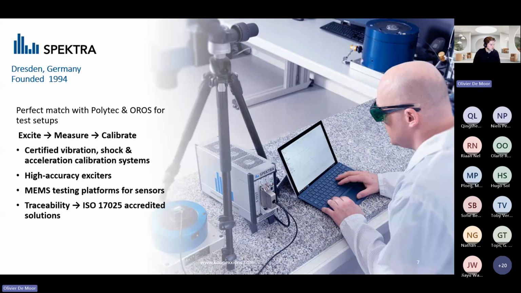Spectra is also a German company, and because we already have data acquisitions, we have sensors. Now we also have excitation methods, so they produce high-frequency, high-accuracy exciters, also for shock applications, pressure, sound. They also provide calibration solutions, mobile calibrators, complete calibration setups, but also calibration services for any type of sensor. And they also have MEMS testing platforms, both for digital and analog sensors, and for R&D and production.